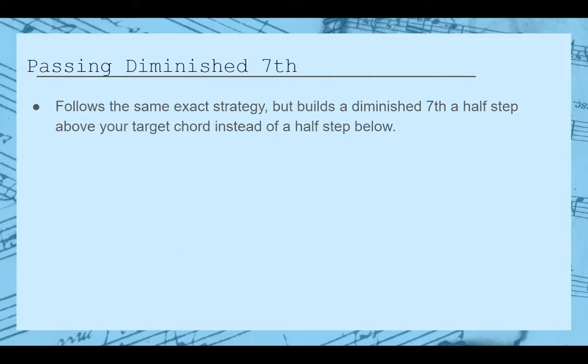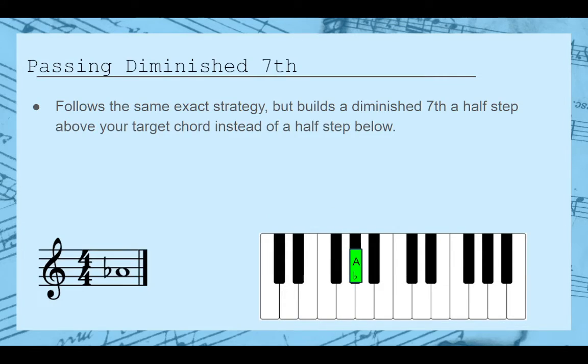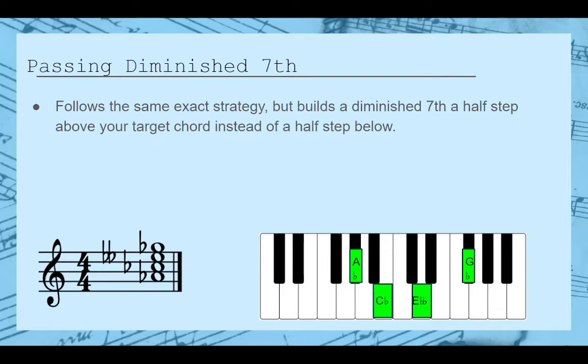Another option is something called the passing diminished, and it follows the same exact strategy, just instead of building a diminished 7th a half step below your target chord, you'll build it a half step above. Starting with G major once more, we will find that the note a half step above G natural is A flat. So we can build an A flat diminished 7th or half diminished 7th, which resolves nicely to G major.